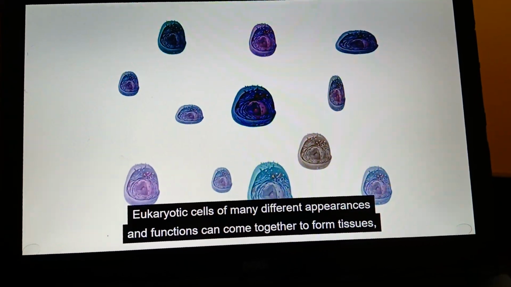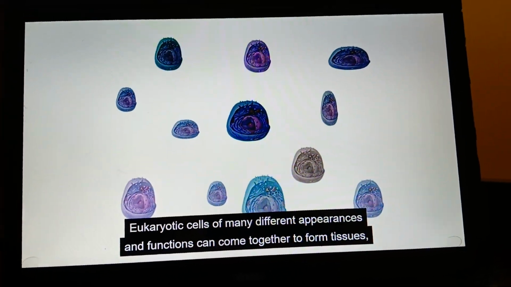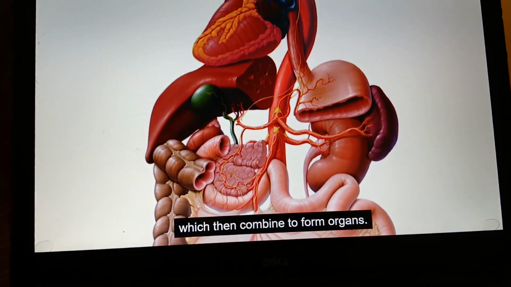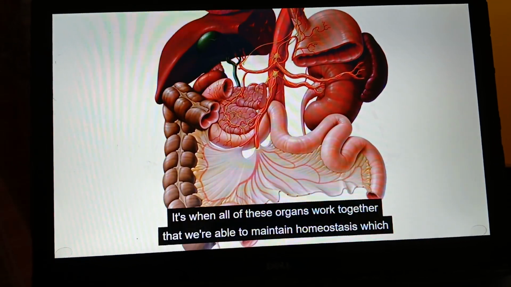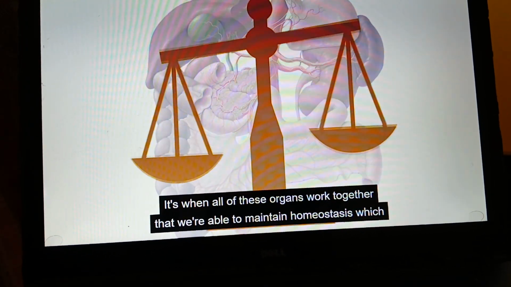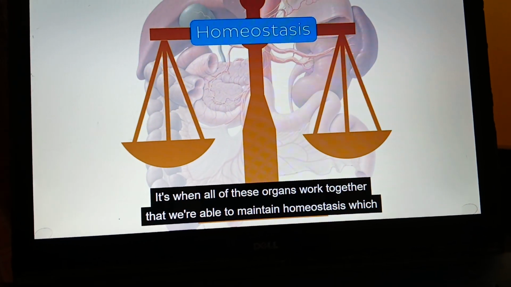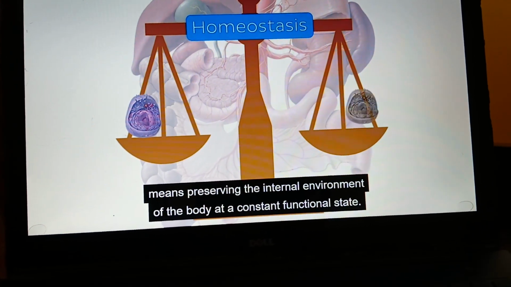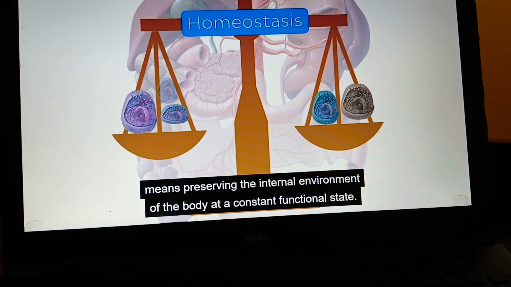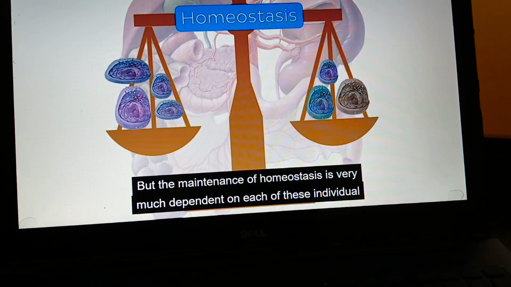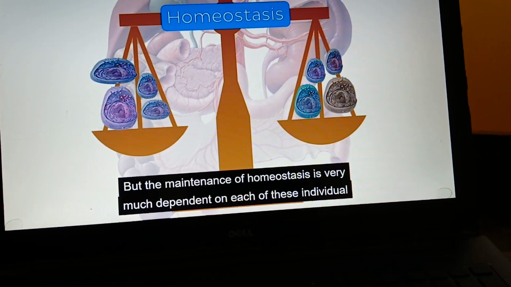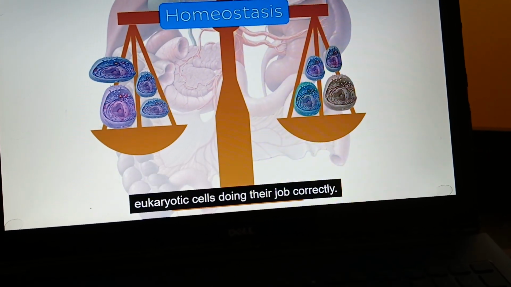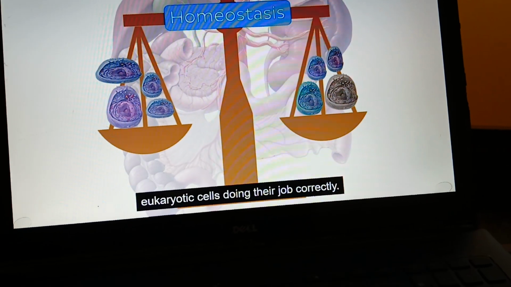Eukaryotic cells of many different appearances and functions can come together to form tissues, which then combine to form organs. It's when all of these organs work together that we're able to maintain homeostasis, which means preserving the internal environment of the body at a constant functional state. But the maintenance of homeostasis is very much dependent on each of these individual eukaryotic cells doing their job correctly.